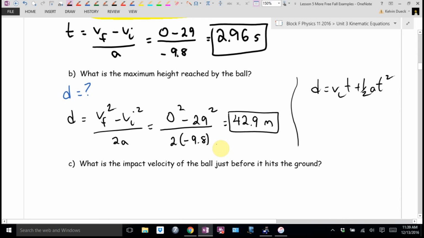What's the impact velocity of the ball just before it hits the ground? No calculator required. How fast will it be traveling when it hits the ground? 0? No, that's after it hits the ground. That's not V final. That's after it hits the ground. Okay, everybody see it? Someone got it last class. What? That's its speed. What's its velocity? What direction is it traveling when it hits the ground at?